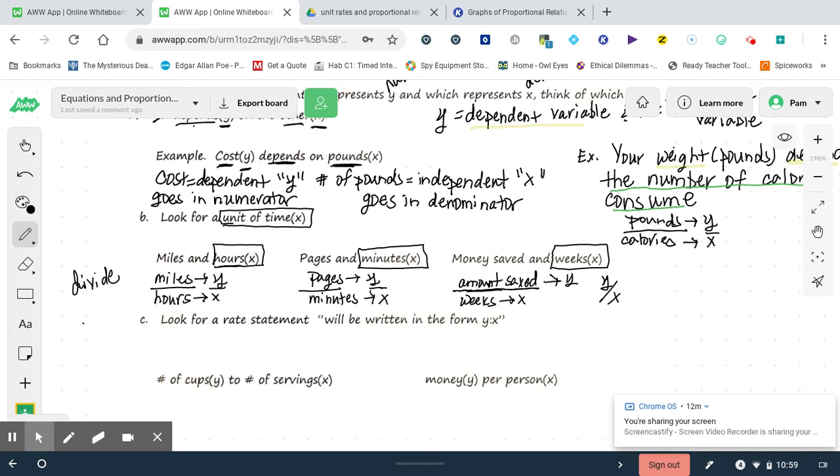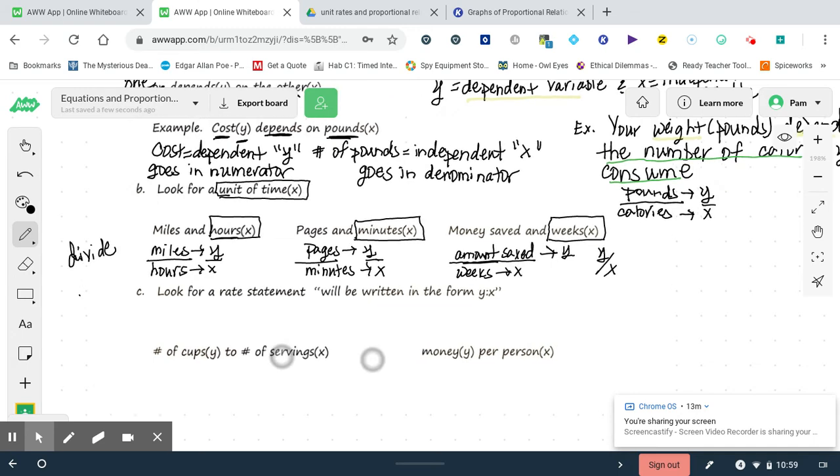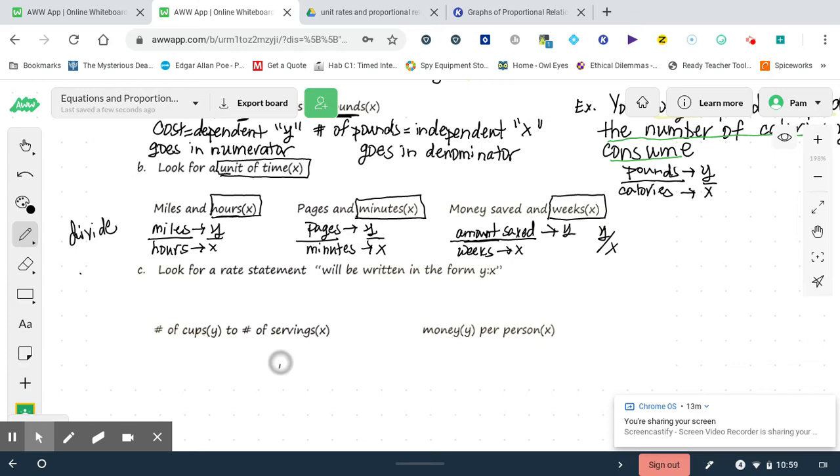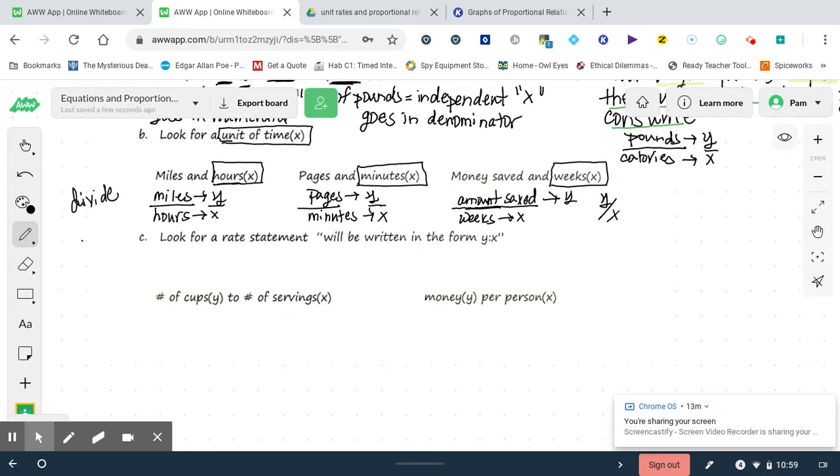Besides looking at dependency in part A or looking for a unit of time, part C deals with a rate statement. A rate statement is going to have the word per in it or the word to. So you're going to be looking for the word per or the word to.